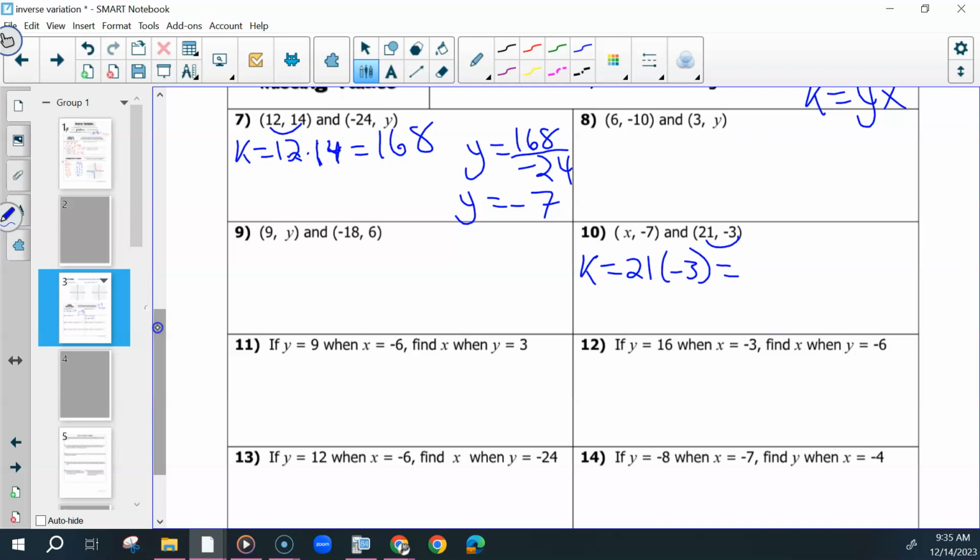Not 66, negative 63. You were close. Set up your new equation. We have y but not x. So -7 equals -63 over x. How do we solve for x?